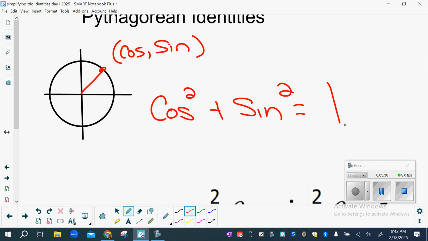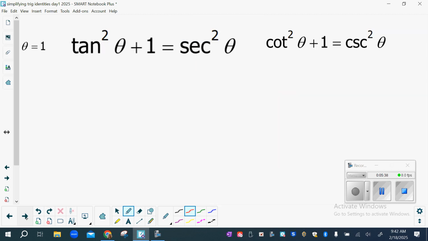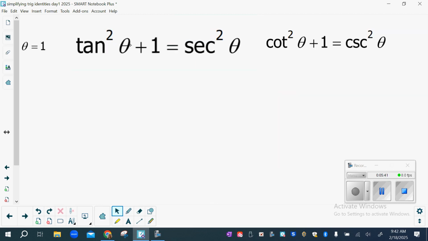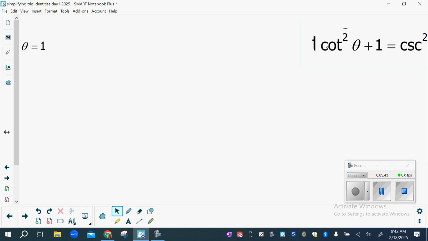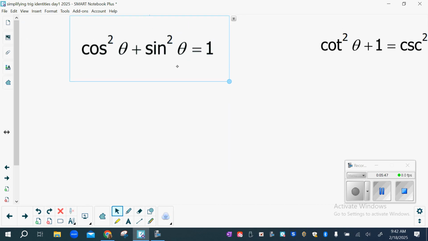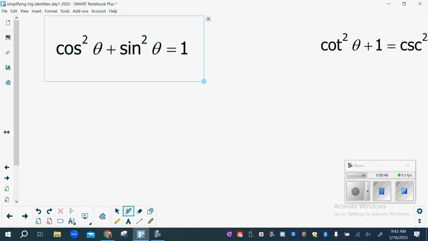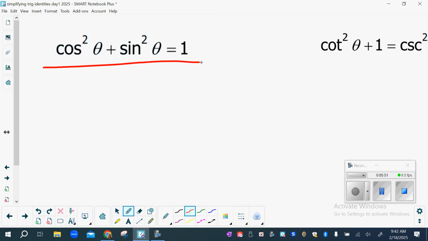So what I'd like you to do, we're going to start right here. Let me get rid of this. And let me get rid of this. We're going to start with this one right here. Please write it on your line under Pythagorean identity. It is kind of the king of these. It's one of the most important.